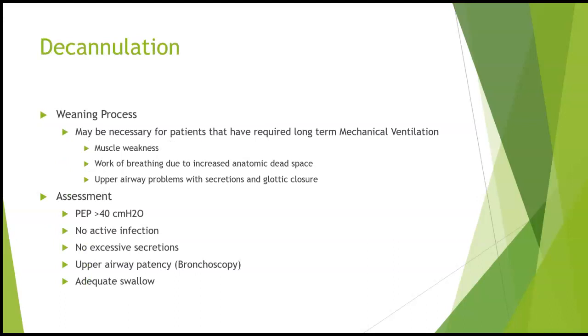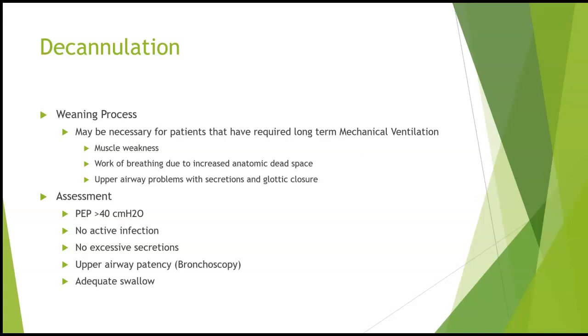Decannulation is considered the process for weaning and removing the tracheostomy tube. We might do this automatically, but if the patient's been on mechanical ventilation for a long time or been trached for a long time, we might need to do what we would consider a weaning process, where we gradually put more of the expectation on the patient to maintain that airway.